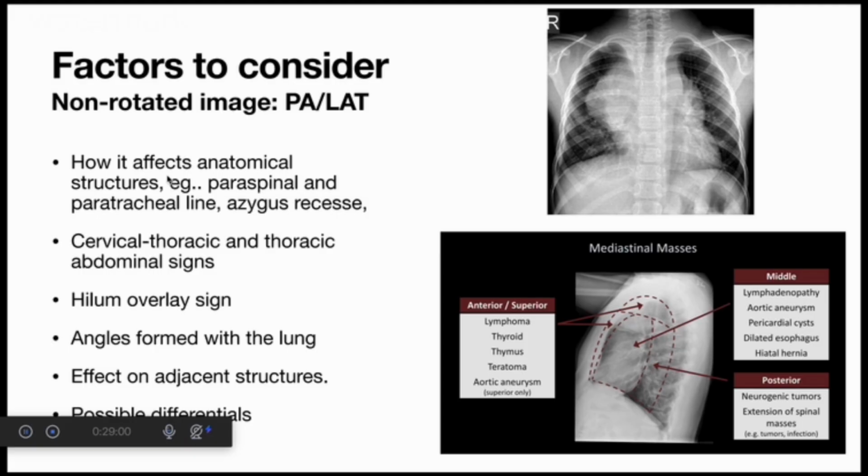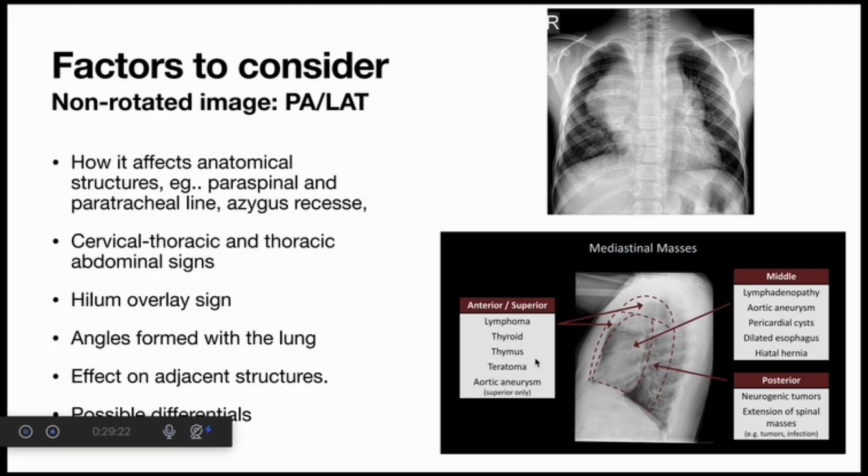What am I talking about? I'm talking about a non-rotated image, a PA, or a lateral. It should be non-rotated. Now, if you rotate the patient, of course, it's going to affect the sizes and the shapes.